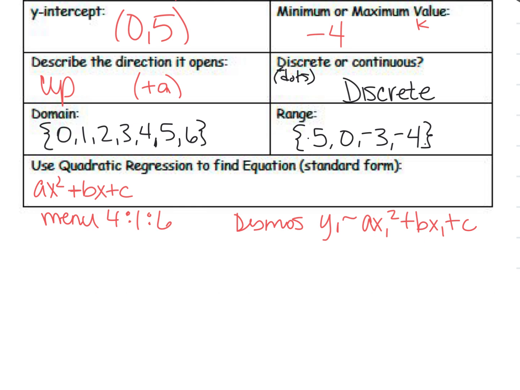All right, when we put this in, what do we get? Y equals x squared minus 6x plus 5. Oh, look at our c, does it match our y-intercept? Yes. Our a is positive, it opens up. These are all the things that we talked about.